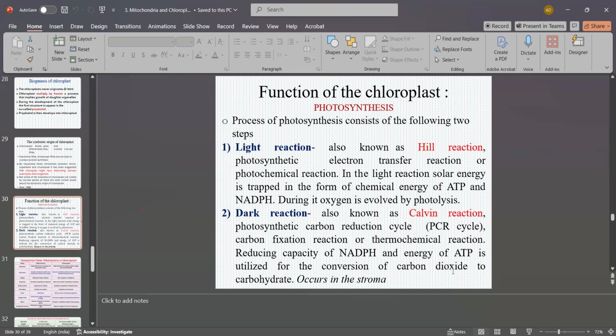So the reducing capacity of NADPH and the energy of ATP are utilized for the conversion of carbon dioxide to carbohydrate. It occurs in the stroma. This is also an important site.